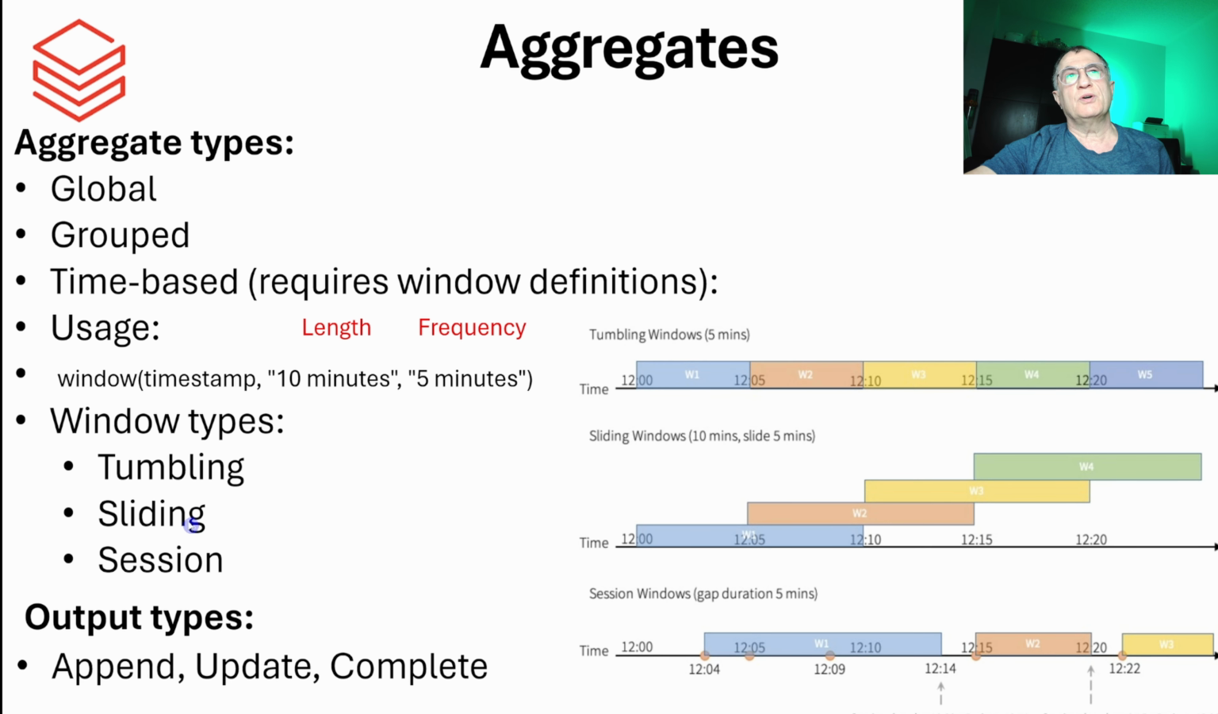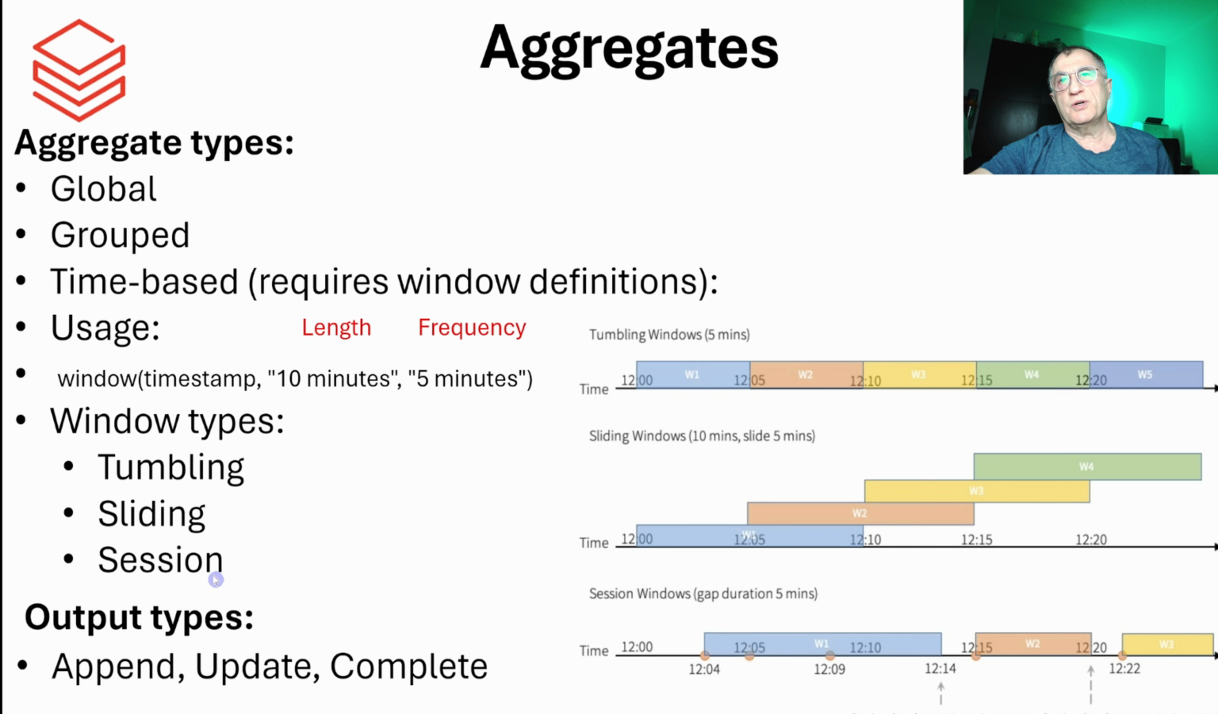With a sliding window, on the other hand, you get a window which is longer than its frequency. So in this example, I have 10 minutes long windows triggered every 5 minutes. Obviously, with this kind of window, you get overlap, meaning that some events will contribute to multiple windows.